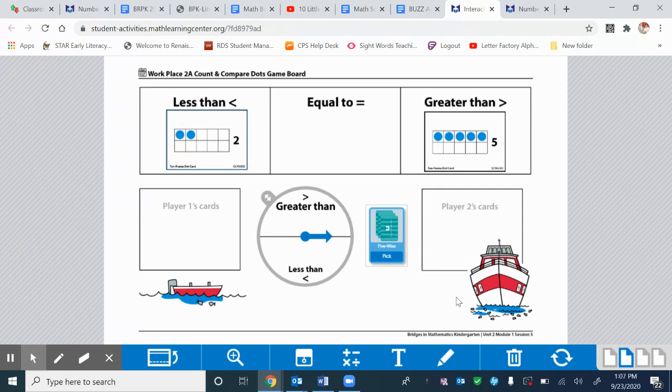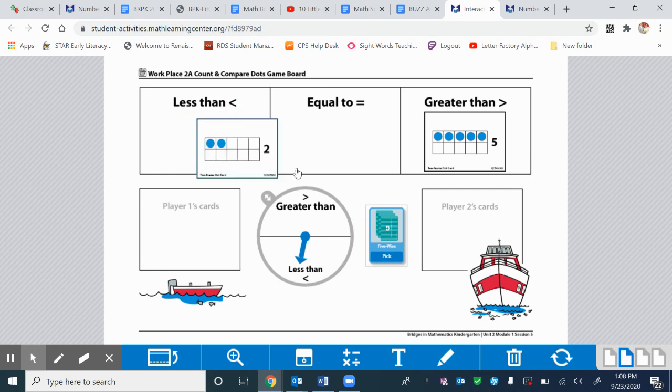Now, that was hard work, right? But we're not done yet. We have to see who wins, which card wins, who gets to keep these cards. So that's where we spin the spinner. So we spin the spinner, and it landed on less than. So this side over here won. The 2 won, and that was player 2.